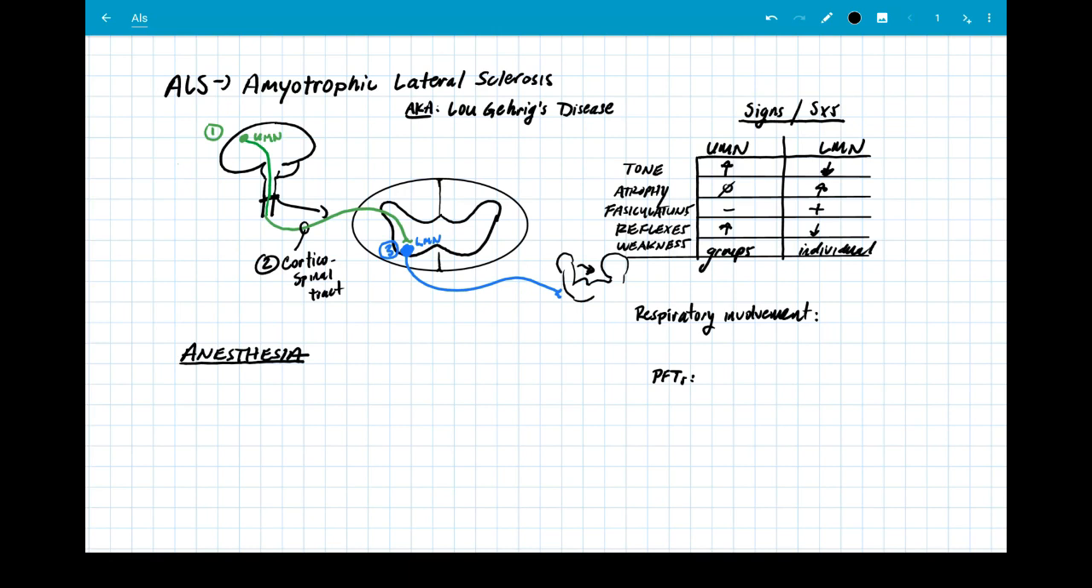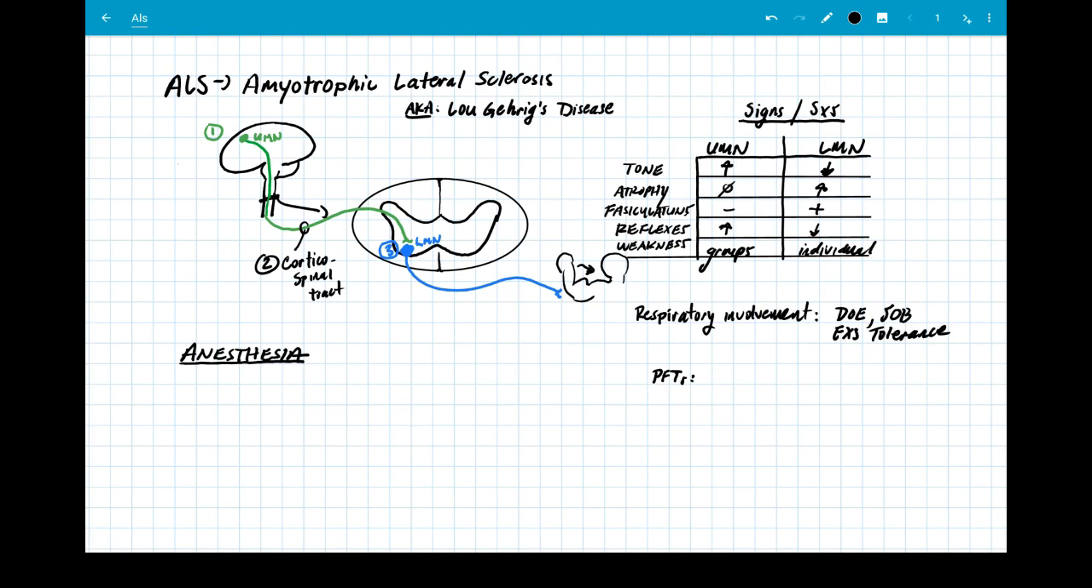So let's say that you're anesthetizing a patient with ALS and you're trying to get an idea if they have any respiratory involvement. Some things you can ask are, do they have any dyspnea on exertion? Or just any shortness of breath in general. You can also ask their exercise tolerance. Another thing that you can ask is, have they been to a pulmonologist and received pulmonary function testing?